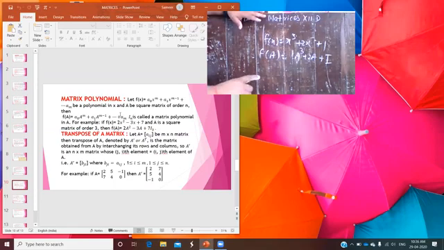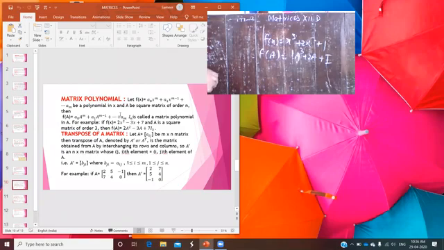Here I delivered the topic up to matrix polynomial. First, try to solve it. I just shared an assignment based on matrices today, and you try to solve it, and I will discuss it one by one also. Some of the questions are also assigned to you. Try to solve them.